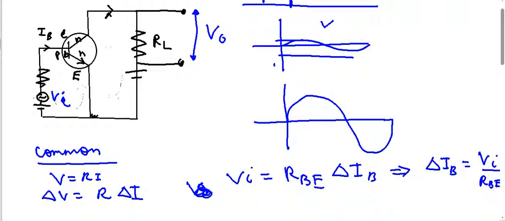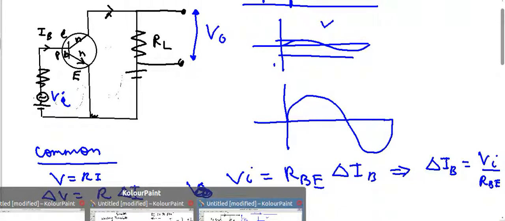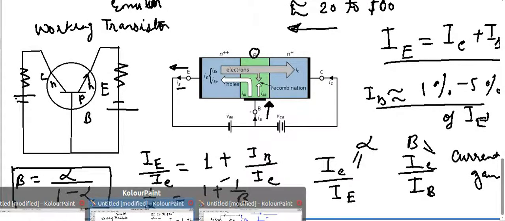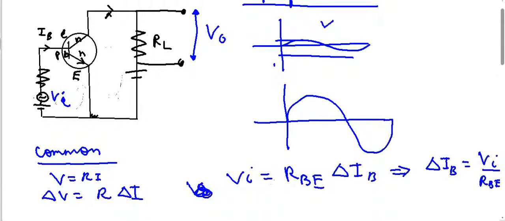Now we had discussed some basic terminology in our previous video, correct? Before that, if the base current changes, obviously this collector current will also change. There will be a corresponding change in the collector current. So what will be the direction of the collector current?